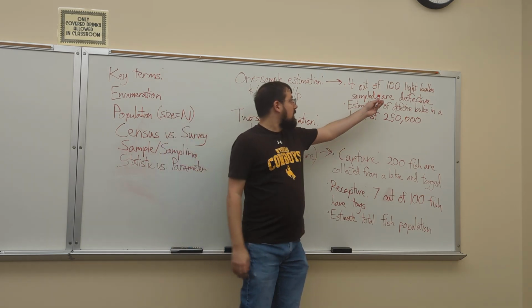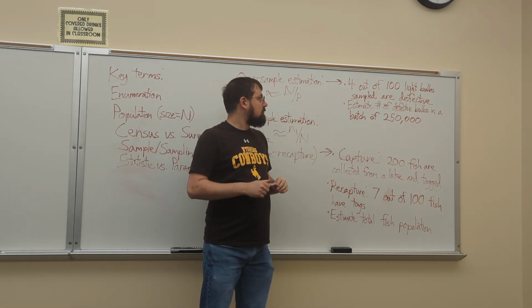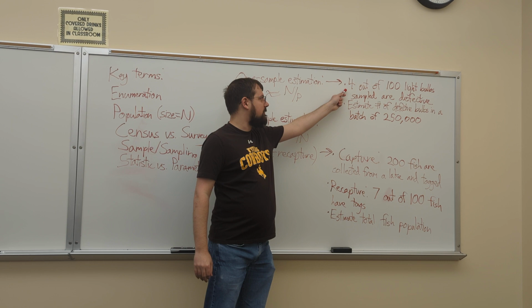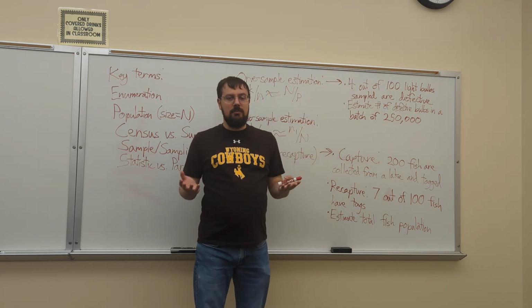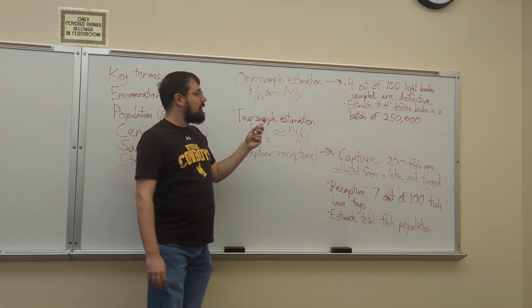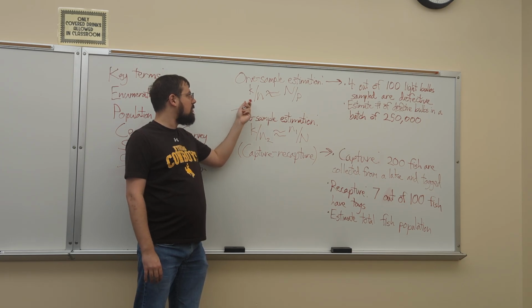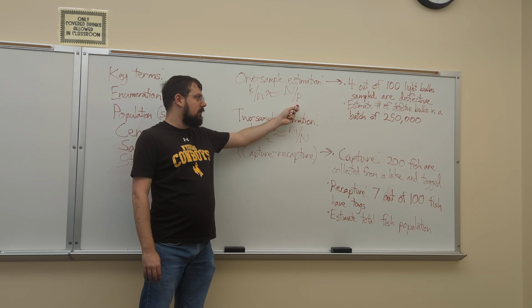So we can take a sample of, say, 100 light bulbs, and let's say out of that 100 light bulbs, 4 of them are defective. And we want to figure out how many defective bulbs there are in the total batch of 250,000. So the formula that we'll use to determine that looks like this. So we have k over n, lowercase n equals capital N over capital P.